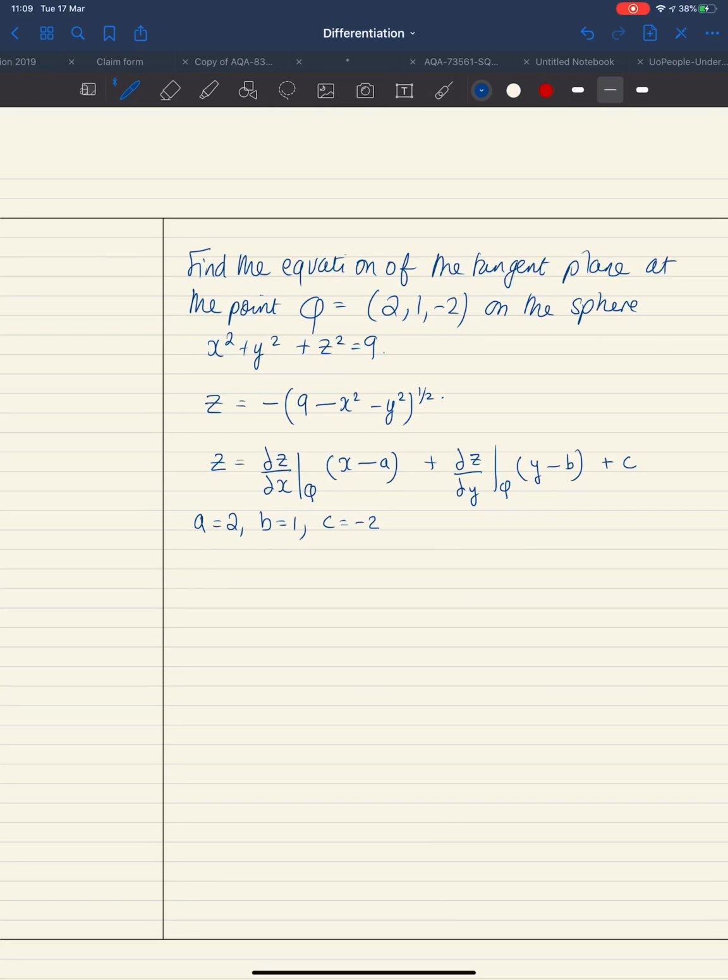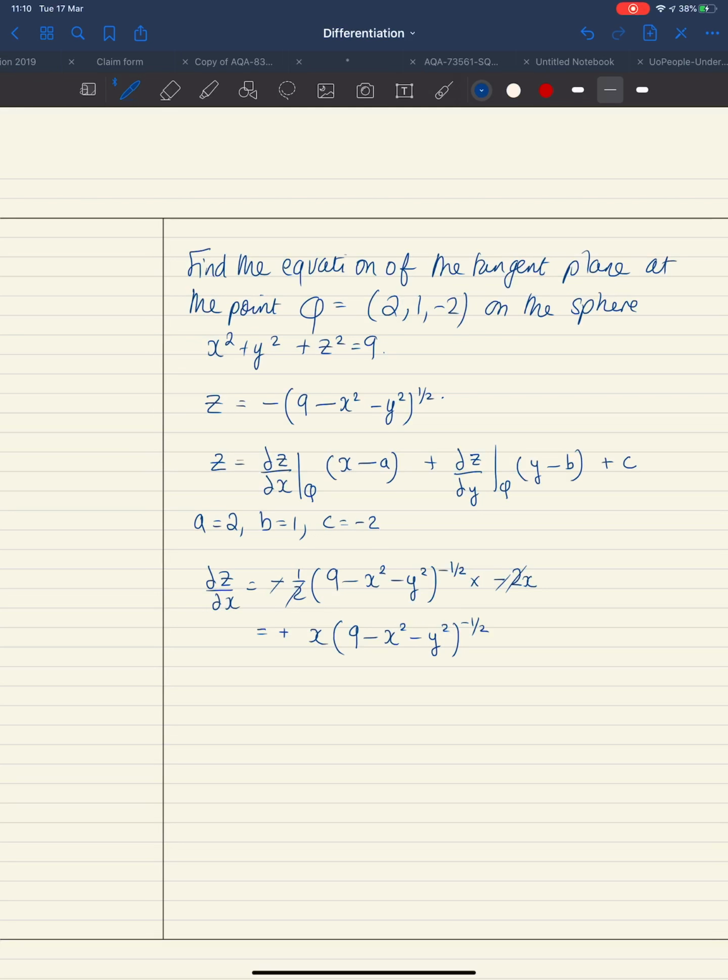So, dz dx. Okay, so this is the chain rule. We've got to differentiate round the bracket. So the half comes down, multiplies the bracket, and then we drop by 1. And then we multiply by the derivative of the bracket with respect to x. And that's a constant, and that's a constant. So it's going to be times minus 2x. So it's minus a half, 9 minus x squared minus y squared, to the minus a half, times minus 2x. So the twos cancel, the minuses cancel. So it's going to be x, 9 minus x squared minus y squared to the minus a half.